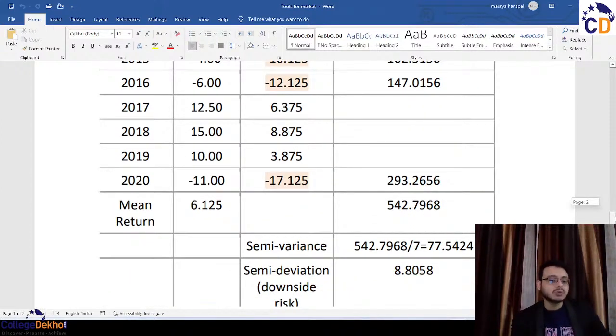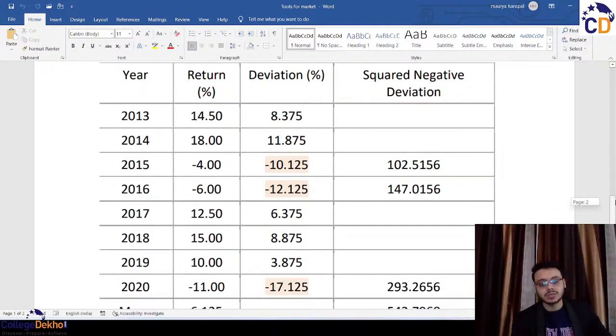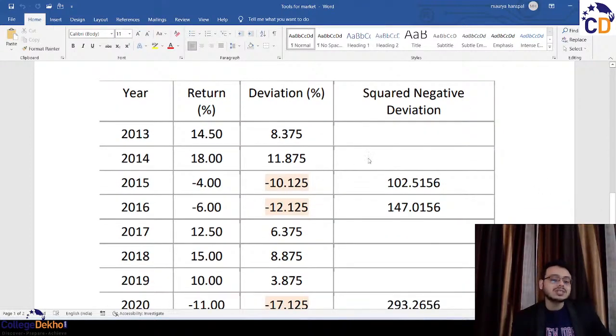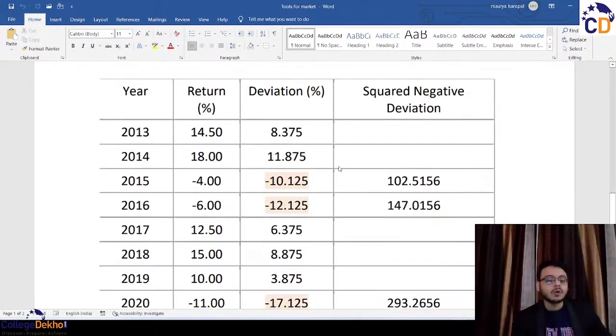So firstly, we found the mean return and we know how to find the mean return: the sum of the observations divided by the total number of observations. And then we took out the deviations, that was basically R minus R bar. That is, this mean that has come is 6.25. So we have done 14.50 minus 6.25, 18 minus 6.25, minus 4 minus 6.25. All these things we have done in the previous session.